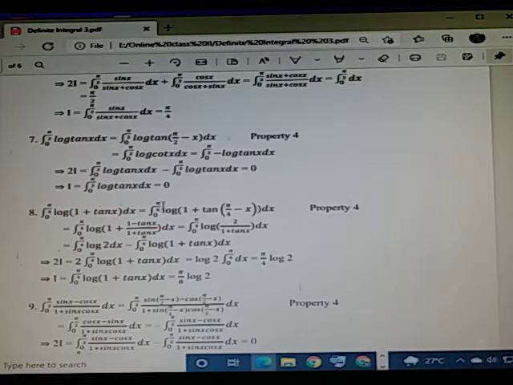So it is a plus b, where the lower limit is 0 and the upper limit is pi by 4. So it is 0 plus pi by 4 minus x. In place of x we are writing 0 plus pi by 4 minus x, which is pi by 4 minus x.